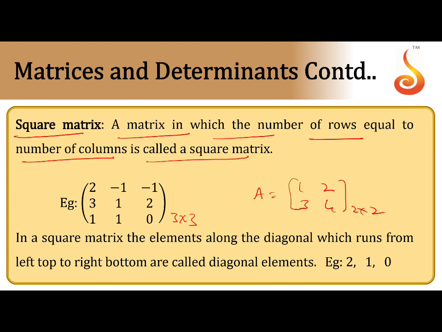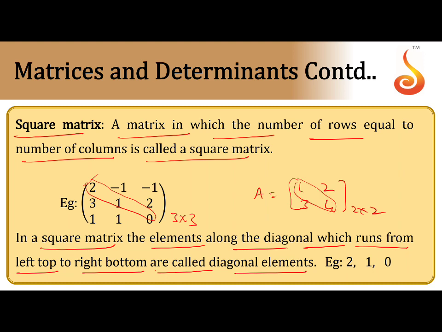In a square matrix, the elements along the diagonal which runs from the left top to the right bottom are called diagonal elements. So these are the diagonal elements. In this matrix, the diagonal elements are 2, 1, 0. This is called the principal diagonal. I hope everyone understands.